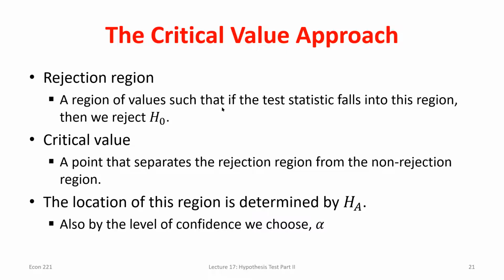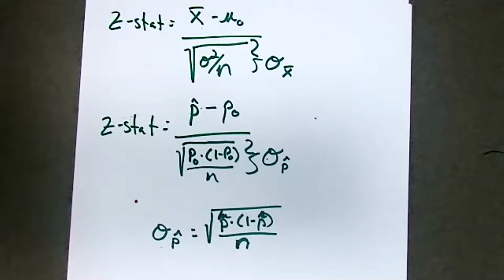So the next idea that I'm going to mesh into these proportion examples is that instead of using the p-value approach, we're going to use the critical value approach. We have some formal setup of this here, but I'm just going to draw some stuff out that I think gives us a slightly better idea of what we're doing with the critical values.